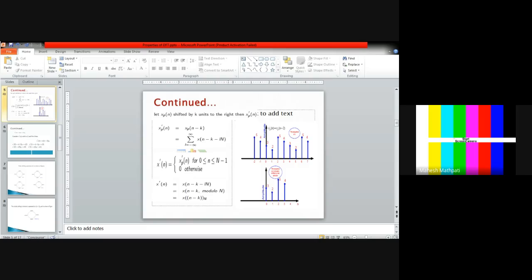x dash of 1 equals x of modulo 1 minus 2, 4, which will be equal to x of modulo minus 1. So what will be the answer for this?